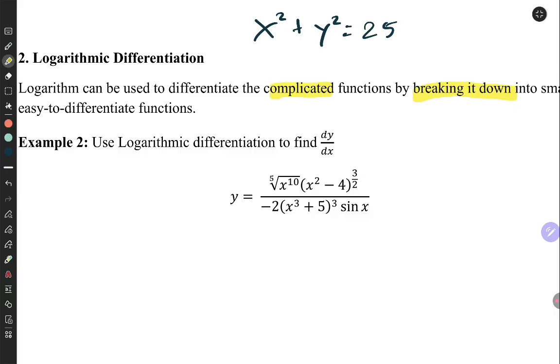Now we're going to break it out using logarithm, but I'll give you a moment to think. Maybe 30 seconds. If you don't have logarithm, how do you take the derivative of that?